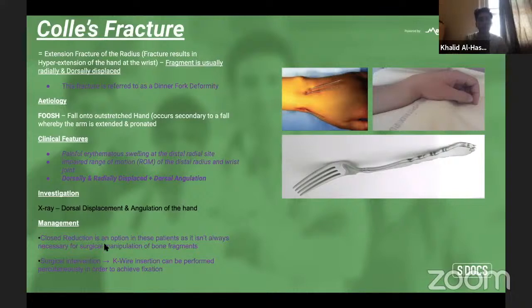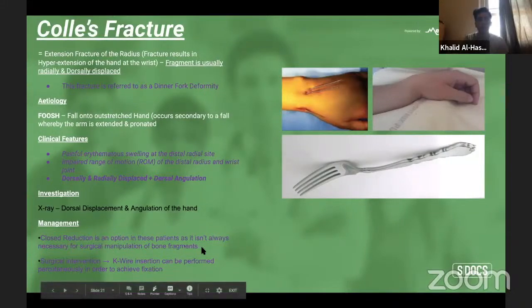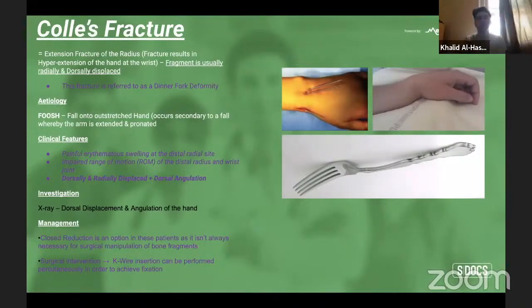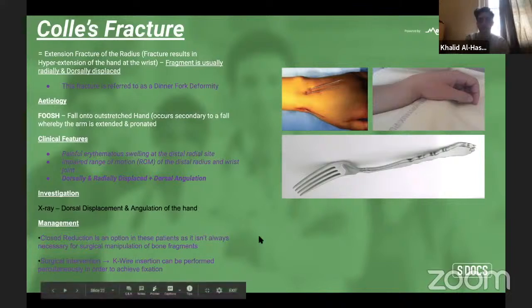So the management: closed reduction is an option in these patients, as it isn't always necessary to surgically manipulate the bone fragment. If we have two simple bone fragments which fit right back into place, we can opt for closed reduction. However, surgical intervention is usually performed when the fracture is massively displaced. For that, we tend to use Kirschner wires, also known as K wires, which are inserted percutaneously in order to achieve fixation.